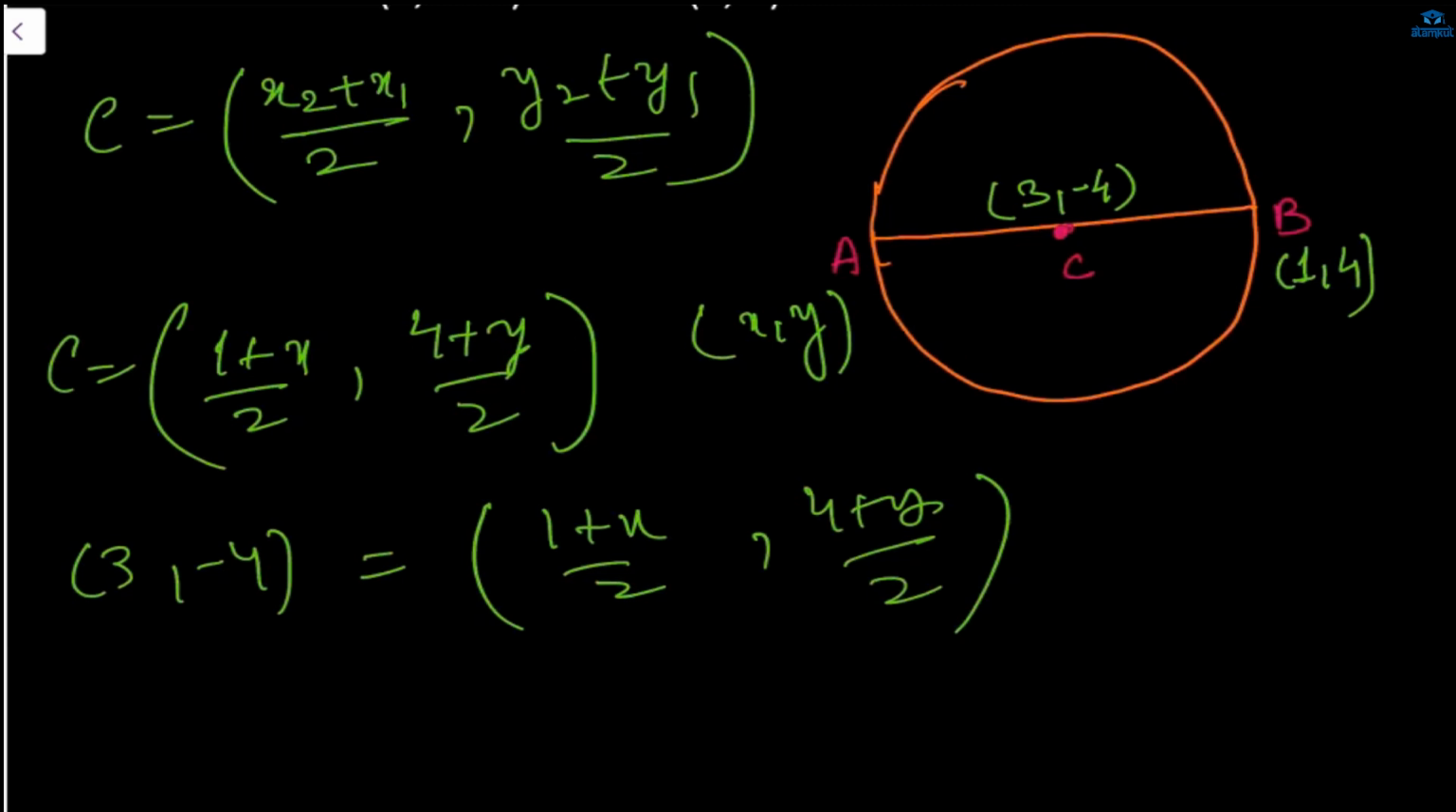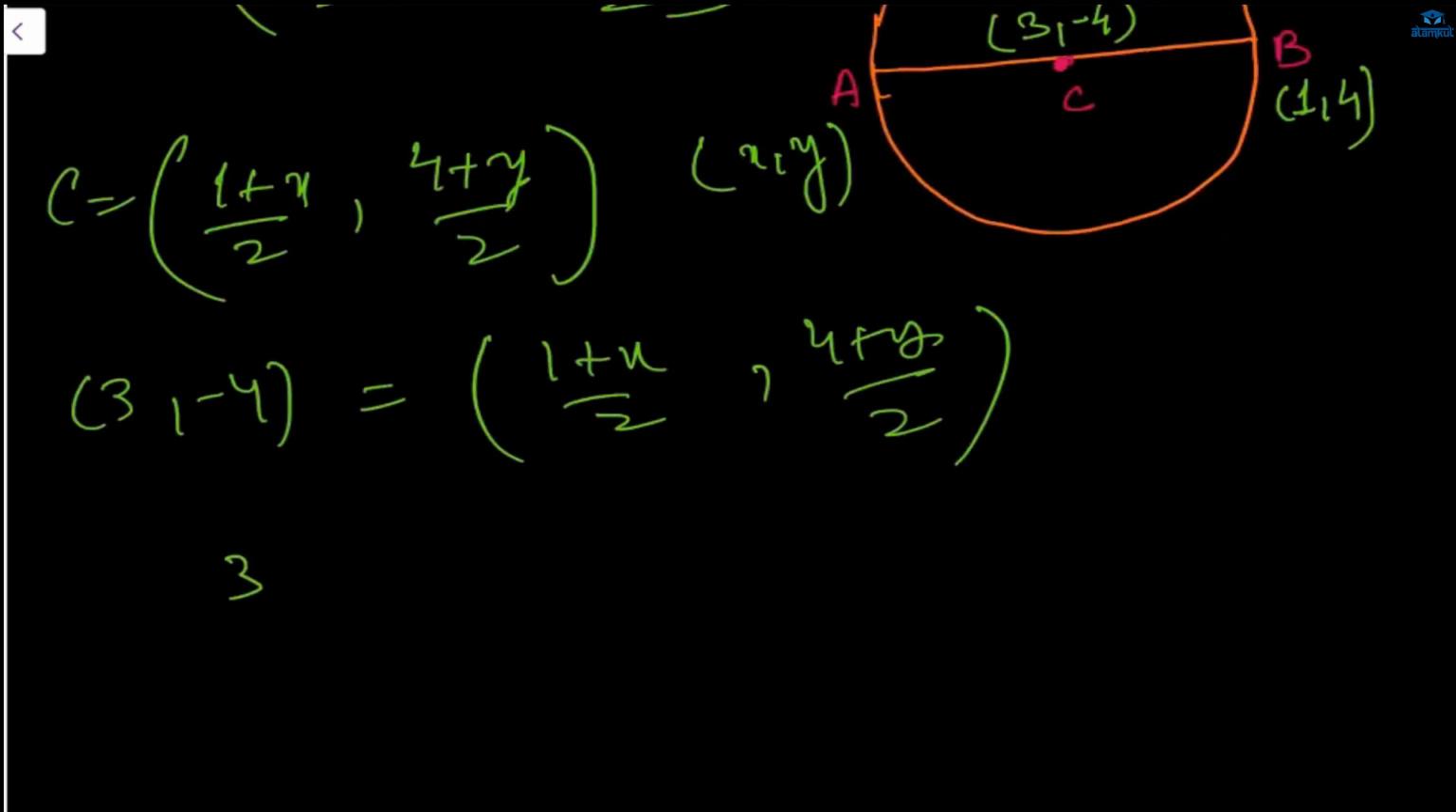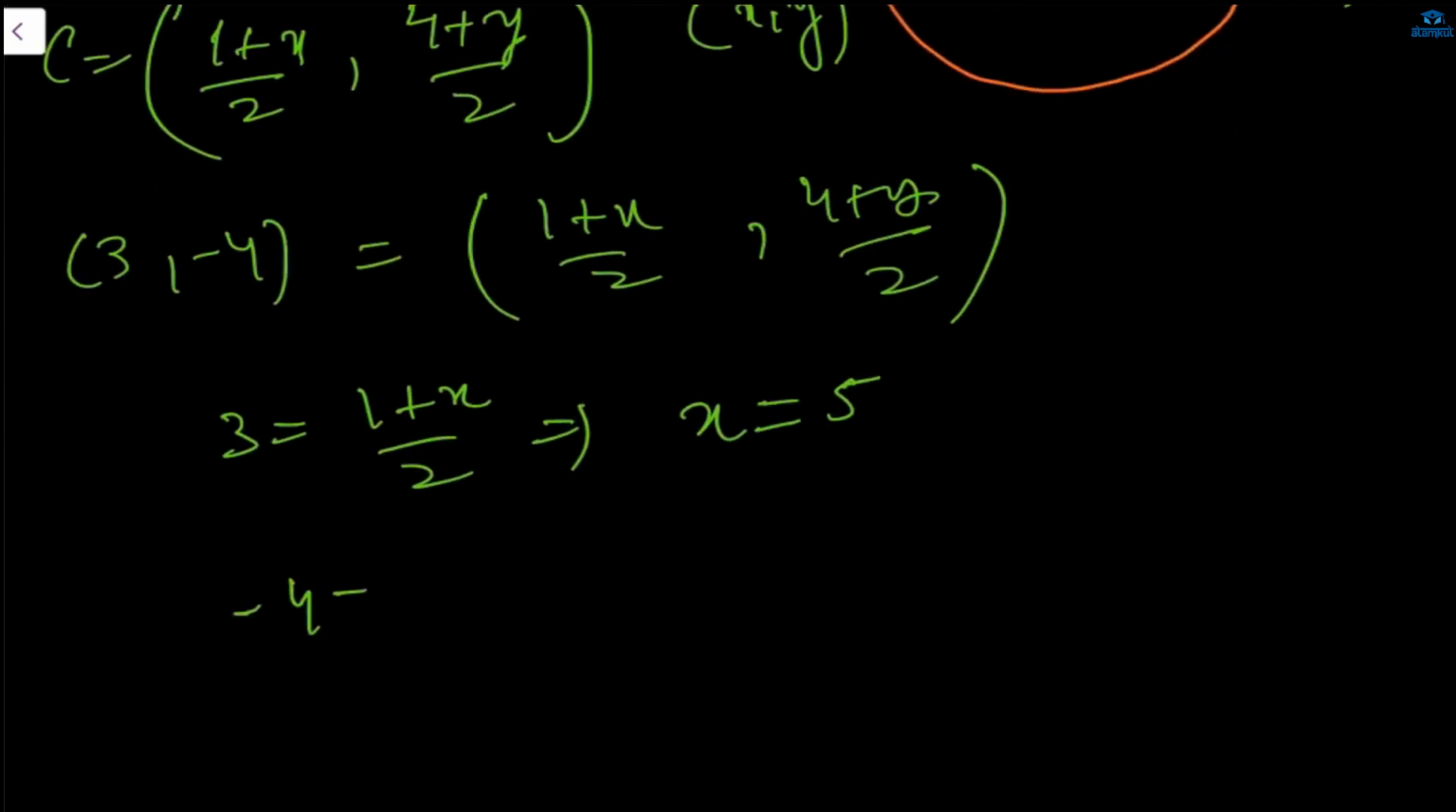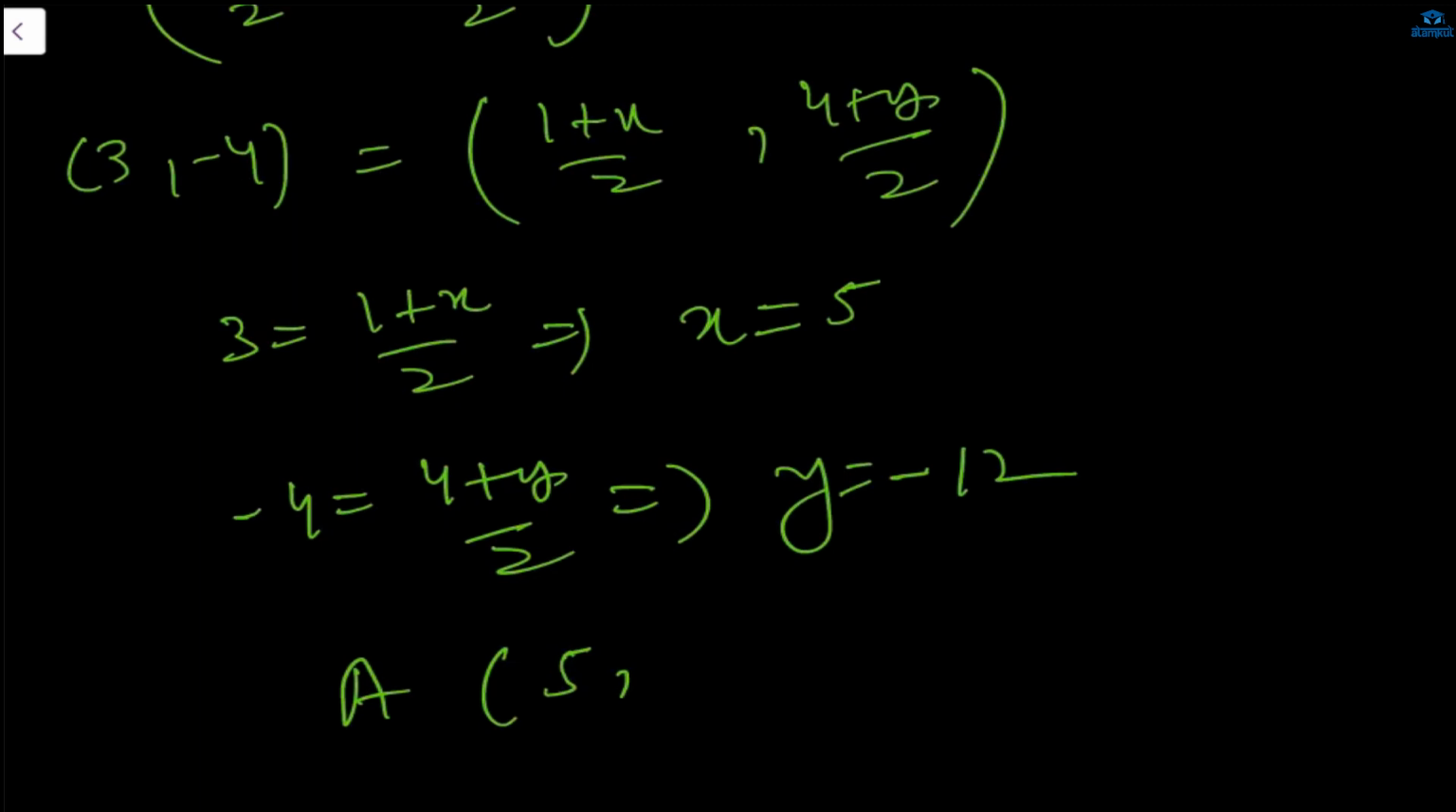Now we are going to compare both the values. So 3 will be equal to (1 plus x) by 2, which implies that x will be 2 times 3, 6, minus 1, that will be 5. And minus 4 is equal to (4 plus y) upon 2, so 2 times minus 4 is minus 8, minus 4 gives y is equal to minus 12. So we have got the value of A as (5, minus 12).